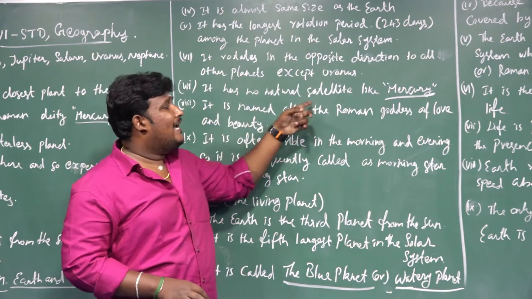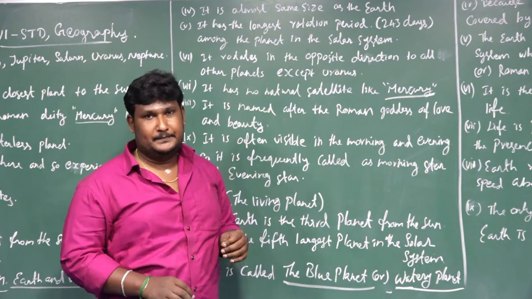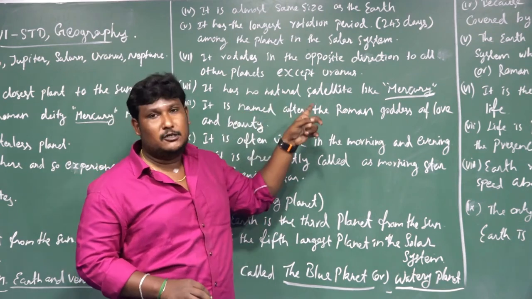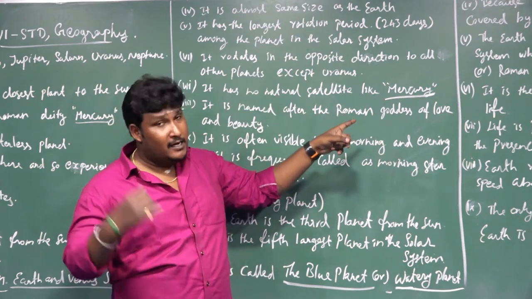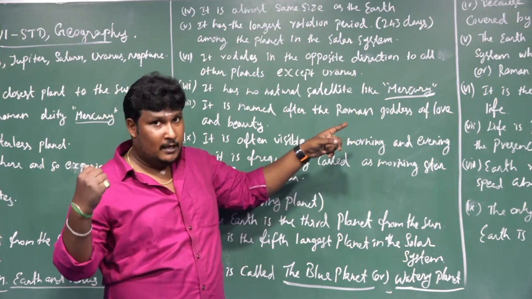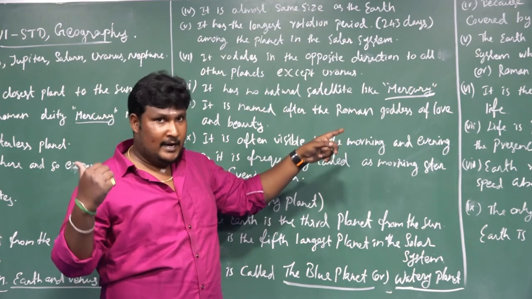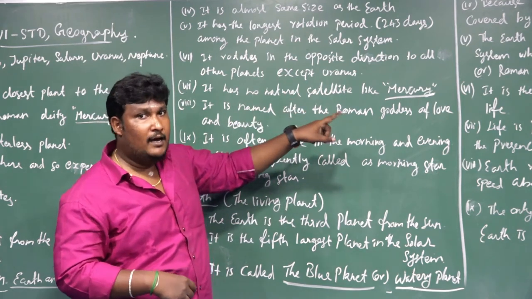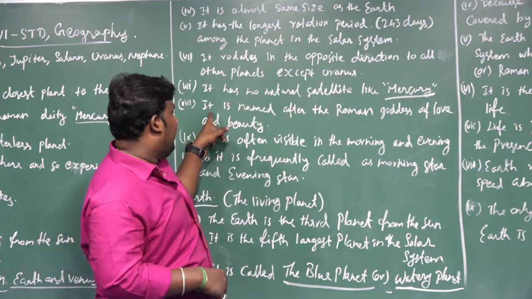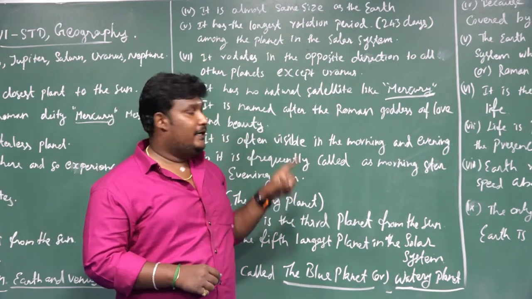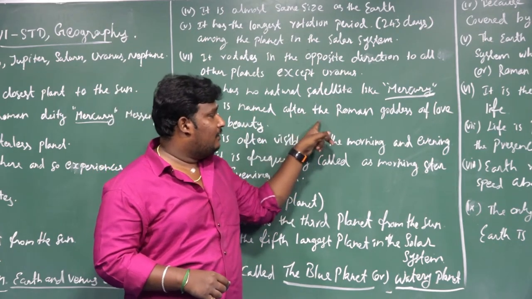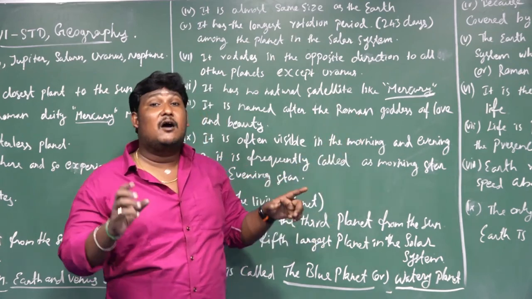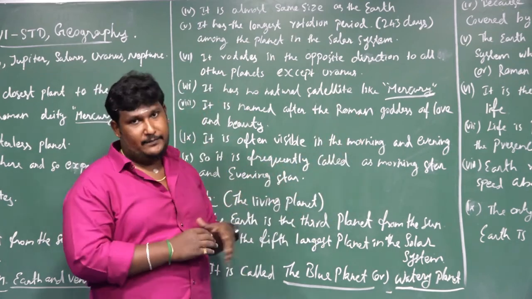It has no natural satellite, like Mercury. Already we discussed that Mercury does not have a natural satellite. In the same way, Venus also doesn't have a natural satellite. It is named after the Roman goddess of love and beauty.